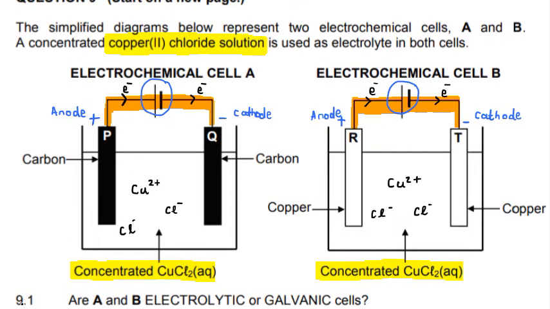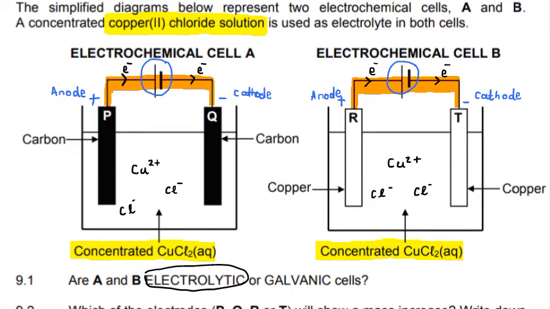Okay, question 9.1 says, are cell A and B electrolytic or galvanic cells? Well, we already answered that question, and the thing that made us answer it was the presence of batteries in both of these cells. So I'm not going to write this down, I'm just going to circle it again. Both these cells are electrolytic cells. Remember that when you see a battery, it's electrolytic. When you see a voltmeter, it's galvanic.